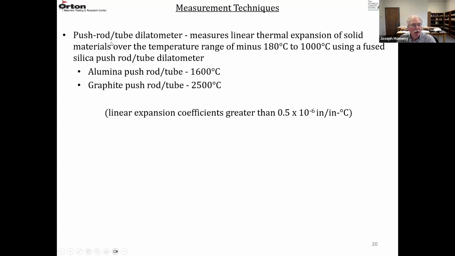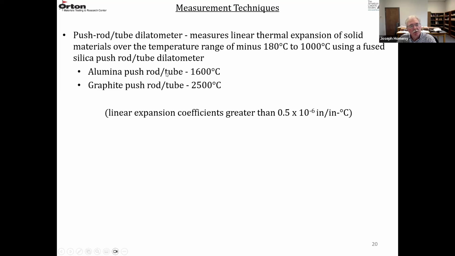So to measure thermal expansion, the most common way is a push rod tube dilatometer, and that measures the linear thermal expansion of a solid material. The temperature range is minus 180 degrees C to 1,000 degrees C for a fused silica push rod tube dilatometer. They're using fused silica low expansion material for the push rod and the tube, but it's limited to 1,000 degrees C. Higher temperatures cause the silica to crystallize.